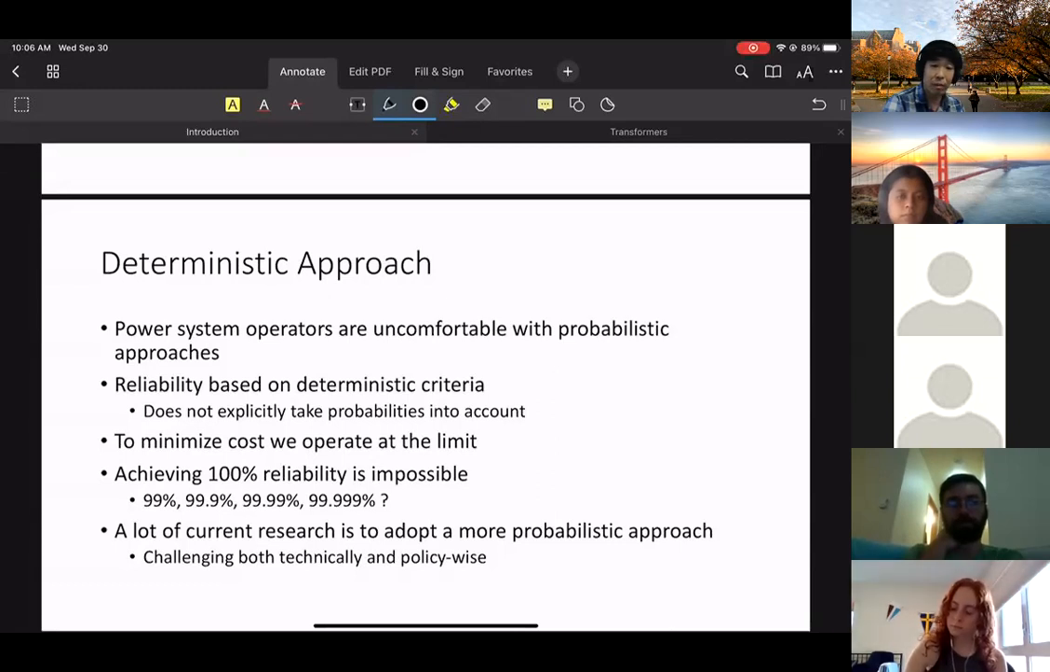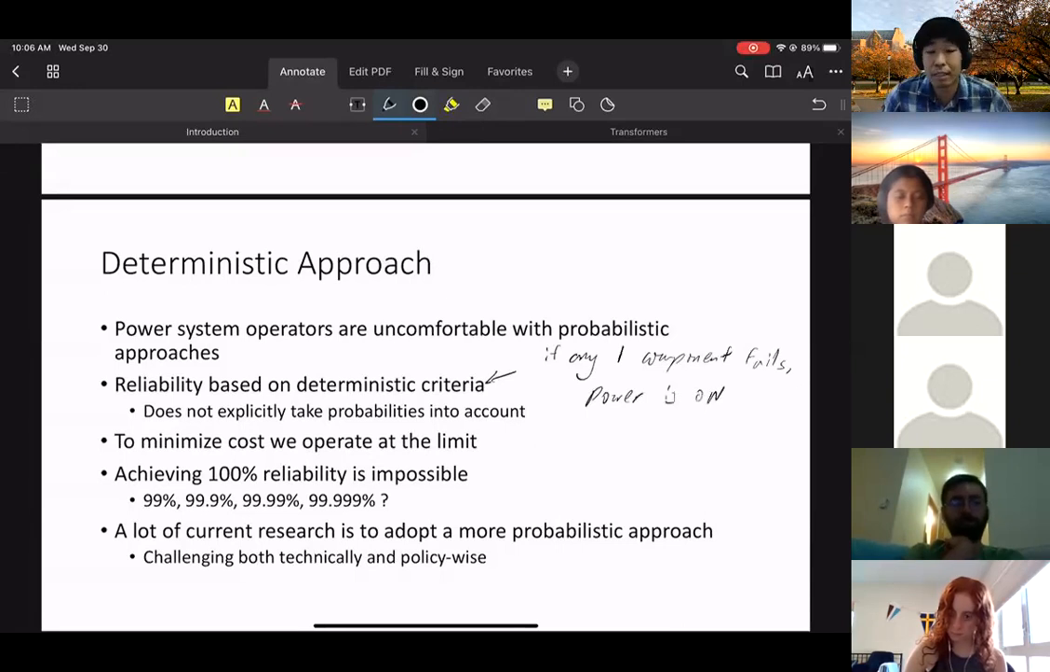Meaning that for reliability, let's not talk about probability. We'll make the following assumption: if any one component fails, the power should be on. This is one way you can convert a probabilistic question into a deterministic question, meaning that we'll guarantee the power stays on for any one component failure. What happens if 2 components fail? We'll assume that never happens. This is a lot of the current thinking for the existing community.